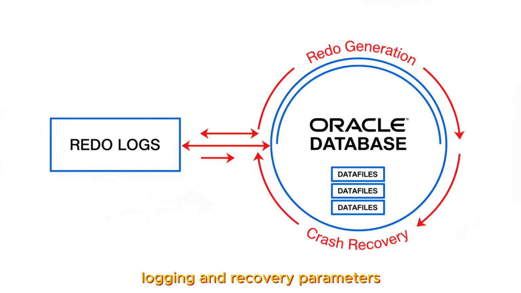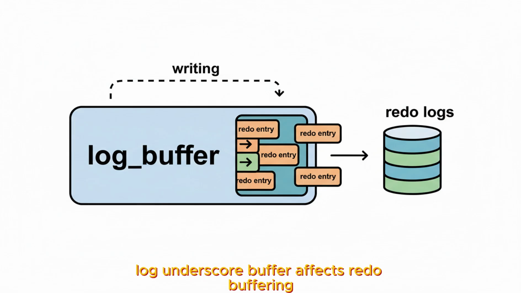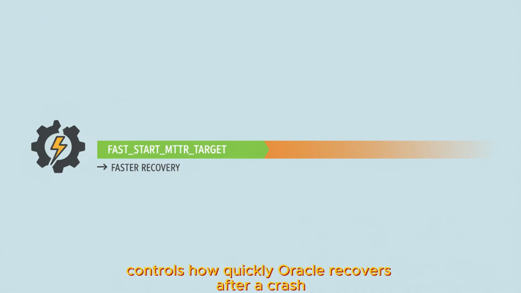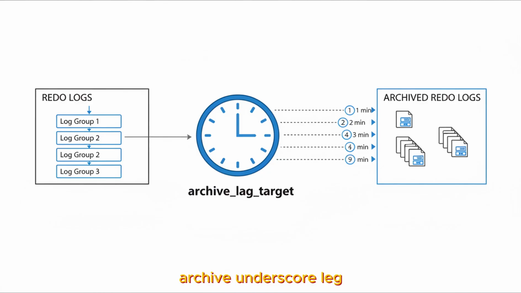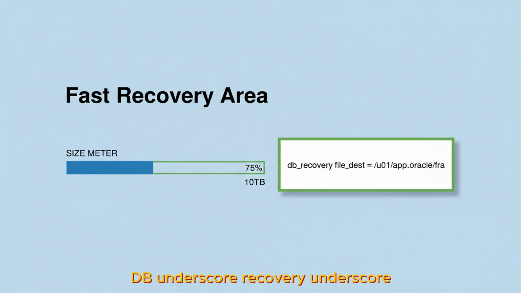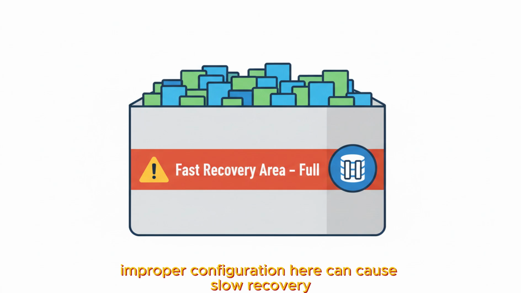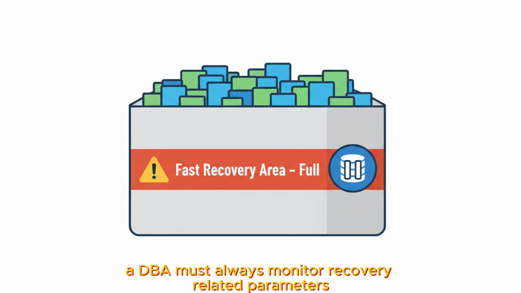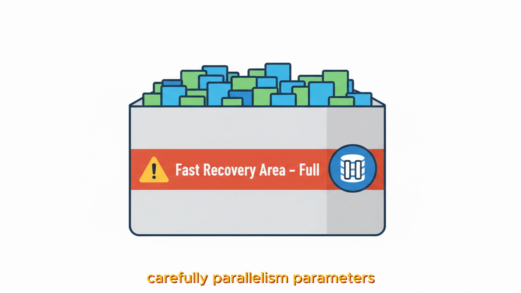Logging and recovery parameters. These parameters influence redo generation and crash recovery behavior. Log_buffer affects redo buffering. Fast_start_mttr_target controls how quickly Oracle recovers after a crash. Archive_lag_target determines archive frequency. DB_recovery_file_dest and its size configure the fast recovery area. Improper configuration here can cause slow recovery or even database hangs if the recovery area becomes full. A DBA must always monitor recovery-related parameters carefully.